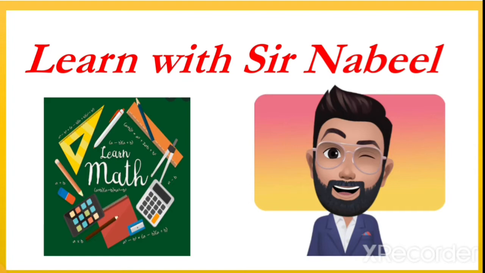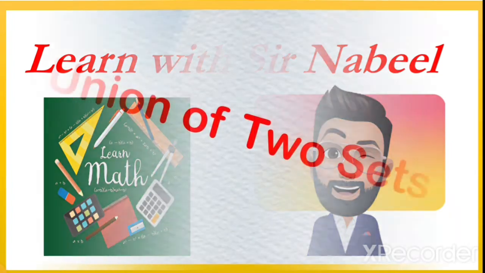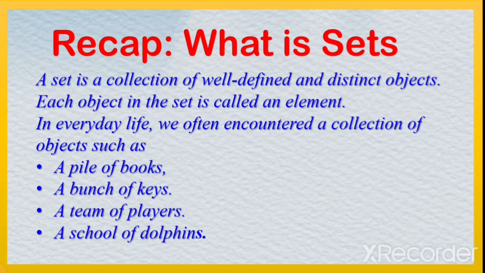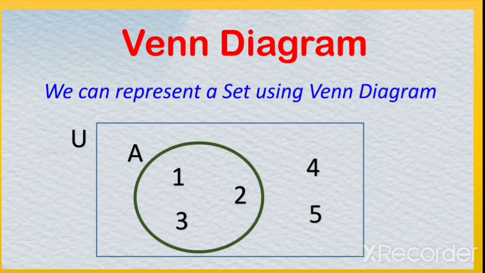So class, our today's topic is union of two sets. So firstly, we have to recap what is set. A set is a collection of well-defined and distinct objects. Each object in the set is called an element. In everyday life, we often encounter a collection of objects such as a pile of books, a bunch of keys, a team of players, a school of dolphins.